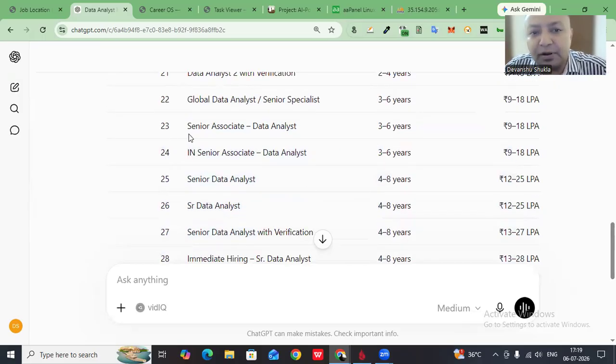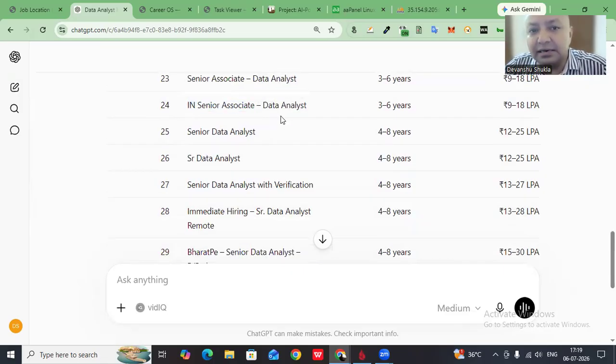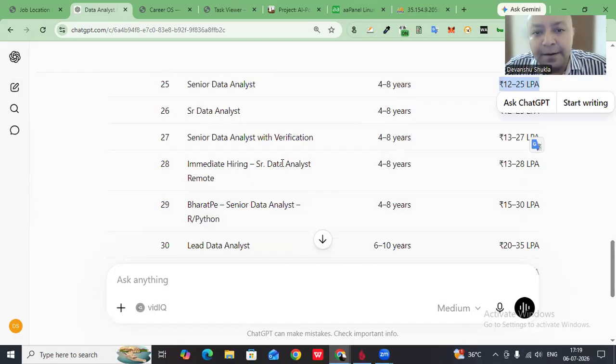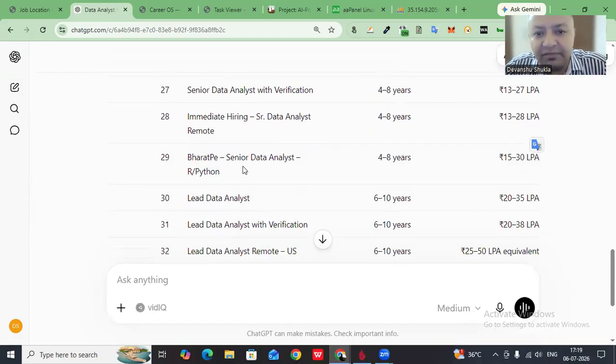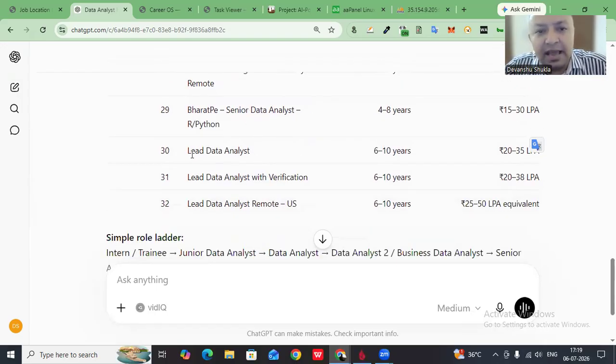Then, as we progress, there are positions like senior associate data analyst, typically with 3 to 6 years of experience. Then senior data analyst, 4 to 8 years of experience, with a salary band of 12 to 25 LPA. Then there are roles with specific organizations for senior data analyst, followed by lead data analyst roles, which typically demand 6 to 10 years of experience and range from 25 to 50 LPA. Lead data analyst remote working for US organizations from India, maybe on a US payroll, is where a lot of money stays for data analyst roles.